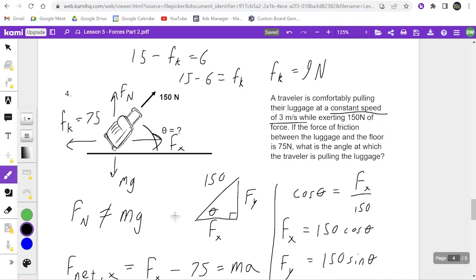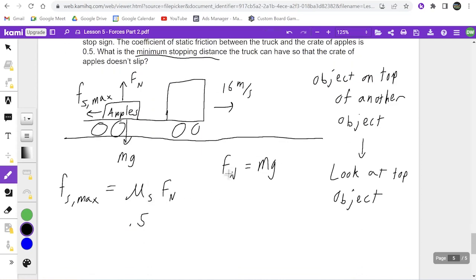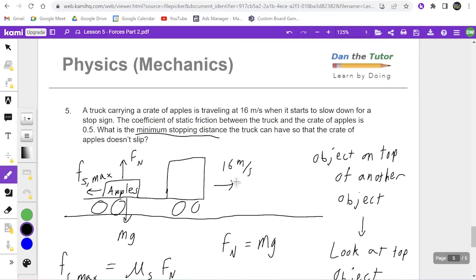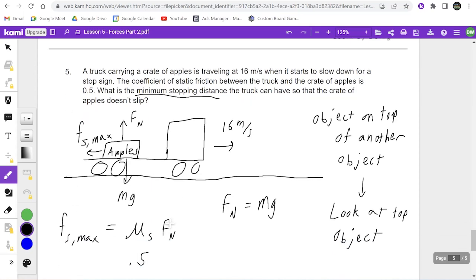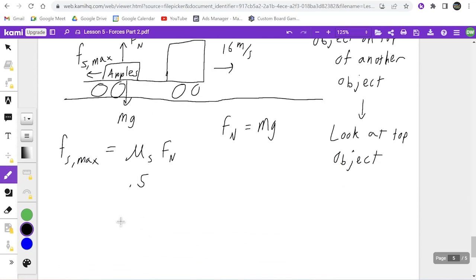We don't know the normal force. You could calculate it using F net y, which you could do if you wanted. I don't care. Anyways, Fn equals mg. It's still a problem because I don't know the mass of the apples, but I have a feeling it's going to cancel out, because that's usually what happens in physics when I don't know a variable. So anyways, back to the problem.